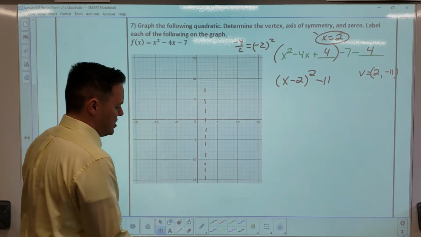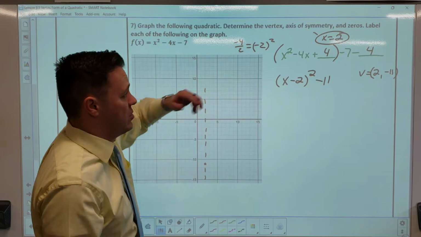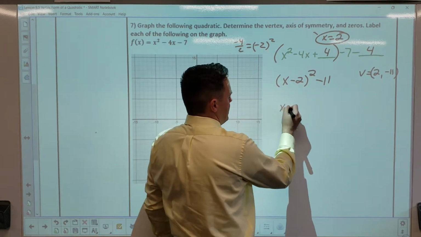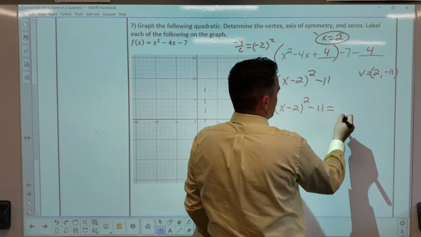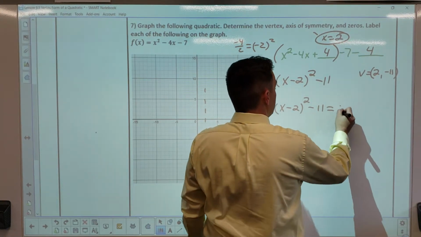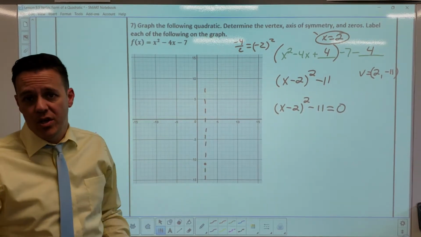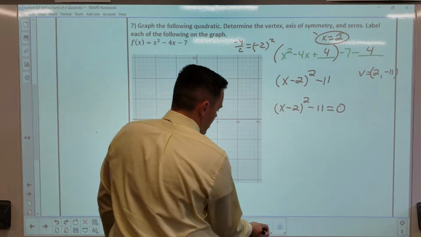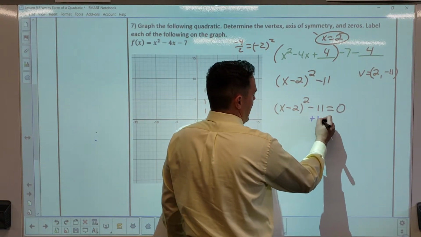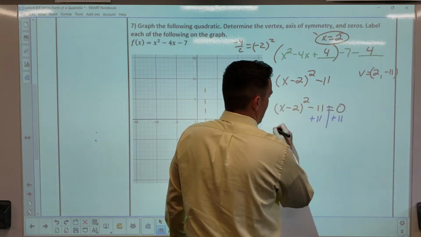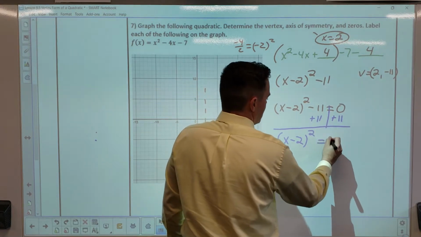The question then becomes, what are the values of your zeros? And how you can do that is put this whole equation equal to 0. So if y is 0, you can solve for 0 and get your x values. Okay, so on this one, next step, you want to isolate the x. So add 11 to both sides. When you do that, you get x minus 2 squared equals 11.